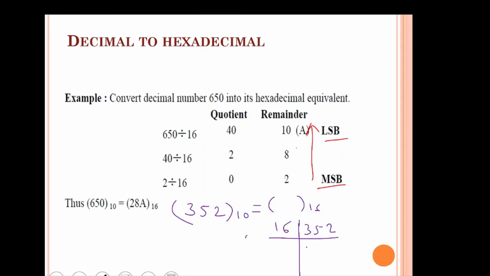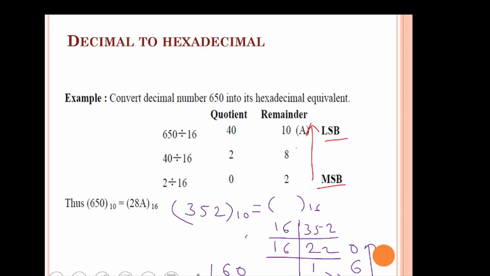So 16 twos are 32, the remainder is 2, so the quotient is 22 and the remainder is 0. Then 16 ones are 16 and the remainder is 6. Right? So we have got the remainders 0 and 6. There is one more, that is 1. So 160 is your answer. You have to note down these remainders in the opposite sequence. So 160 is the answer for 352.